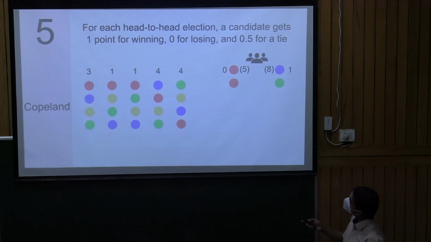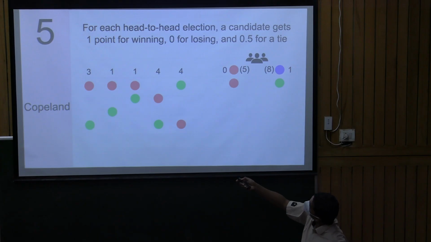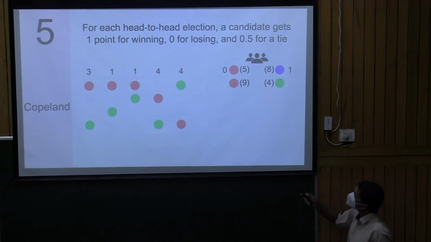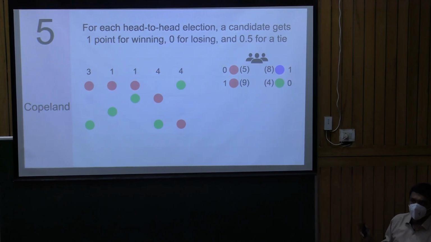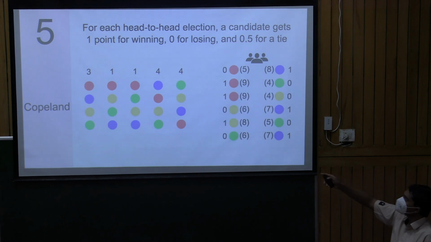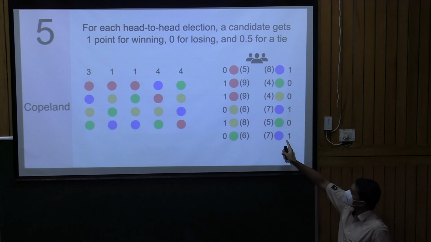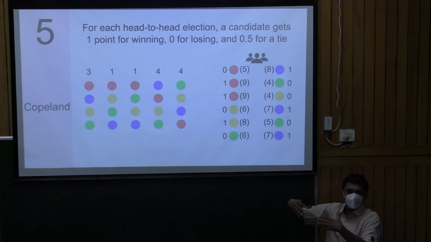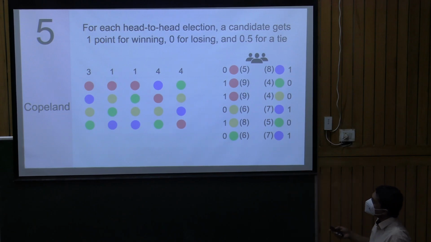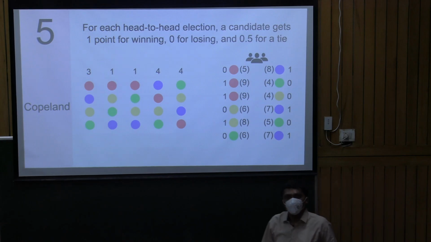Okay. Let's do one more. So let's look at red and green. 3 plus 1 plus 1 plus 4, 9 voters prefer red over green and 4 prefer green over red. So red wins this one, gets 1 Copeland point, green gets nothing. And this is what you do for all other pairs. So every candidate is getting either 0, 1 or a half point from each head-to-head, and ultimately the winner is the one who gets the maximum number of Copeland points.